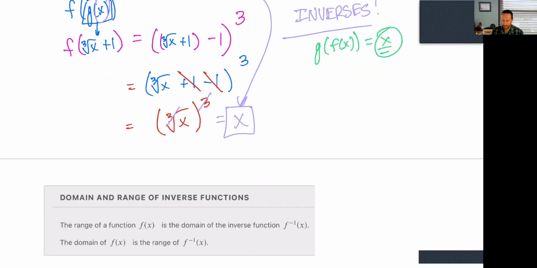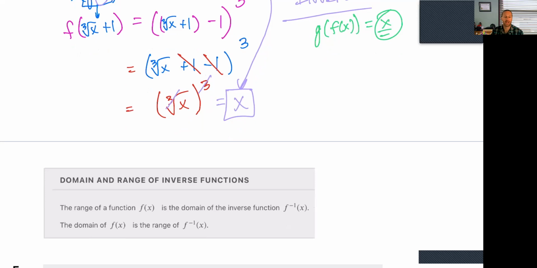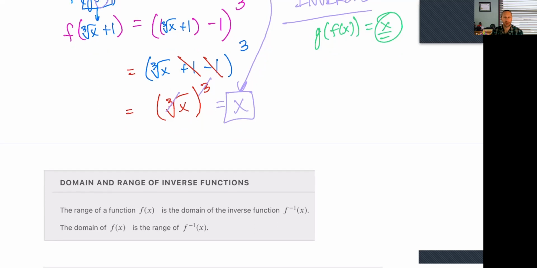So, what about those domain and ranges that we talked about? Well, remember, if you have the range of the original function, then the domain of the inverse is going to be equivalent, and vice versa. The domain of the original would therefore be the range of the inverse. Again, inverse, fancy math term for reverse.